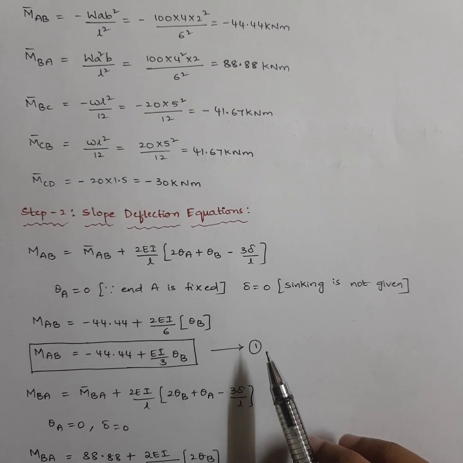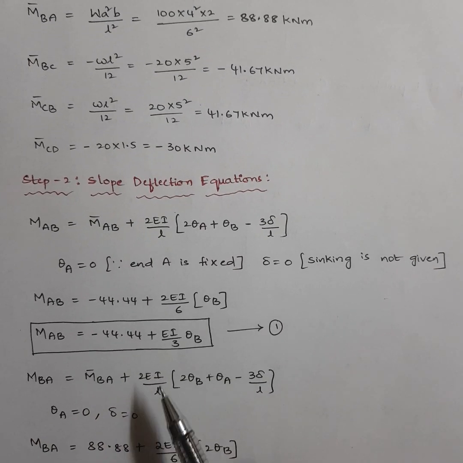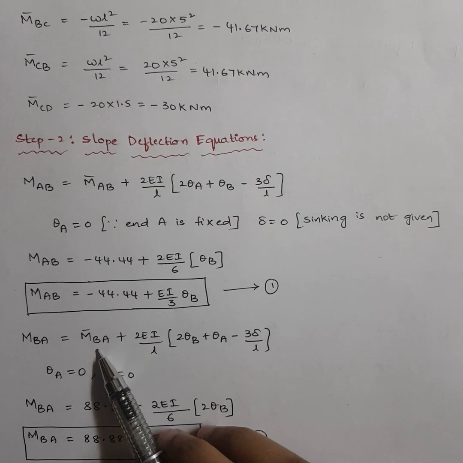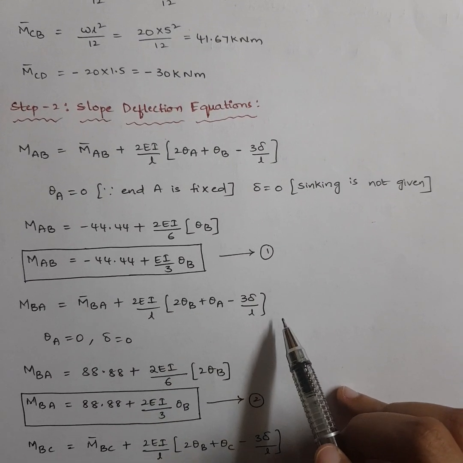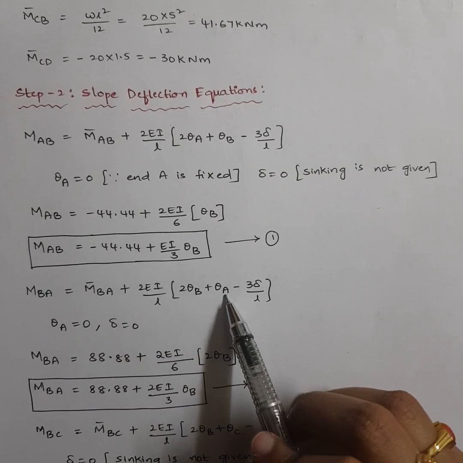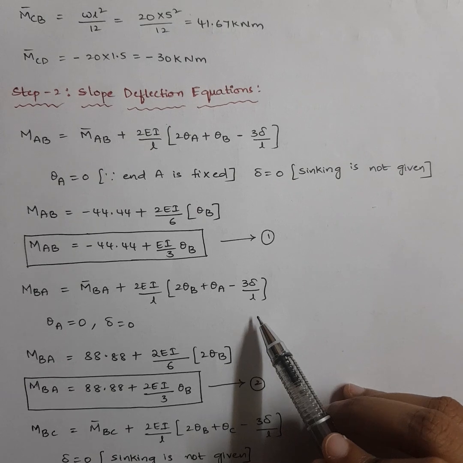That's our equation number 1. Similarly, let's write for MBA. So the formula is M bar BA plus 2EI by L into, as I've told you, whichever alphabet is coming first, that will have 2 times. So 2 theta B plus theta A minus 3 delta by L. Similarly, theta A is 0. Why? Because end A is fixed. Delta is 0. Why? Because nothing related to sinking is given.